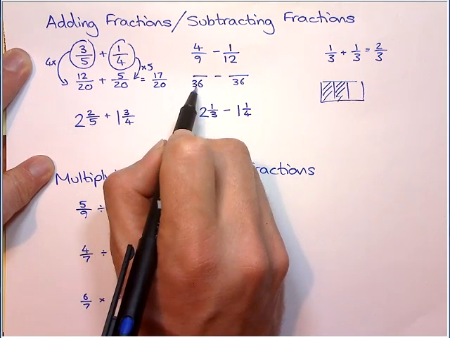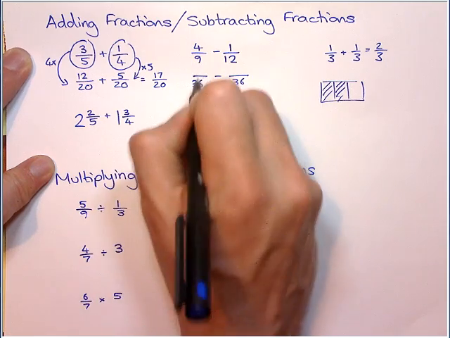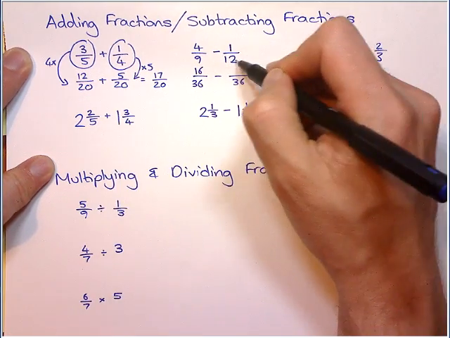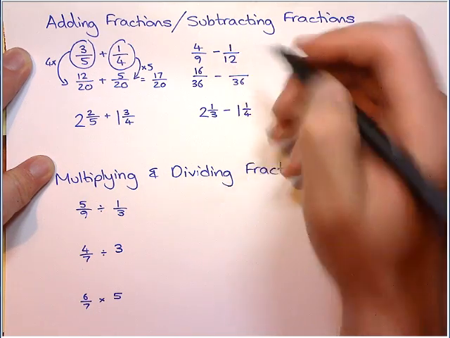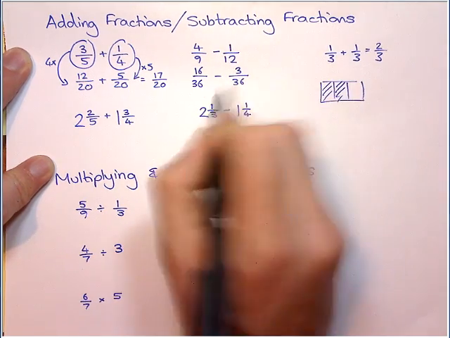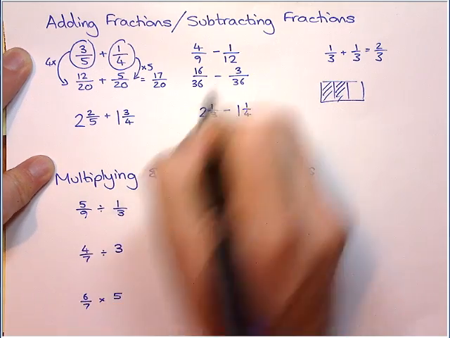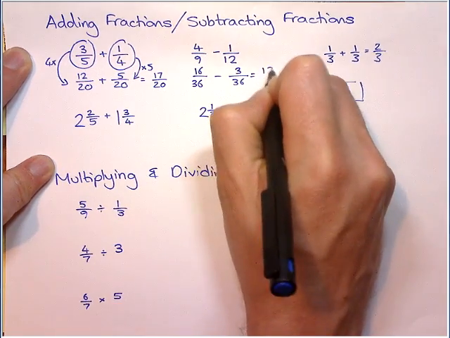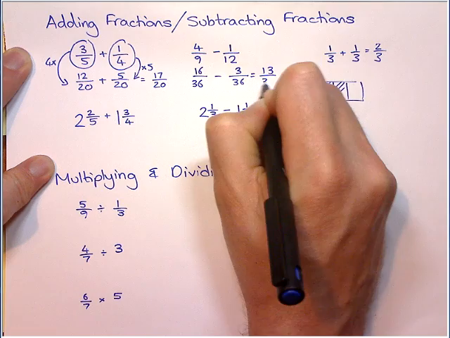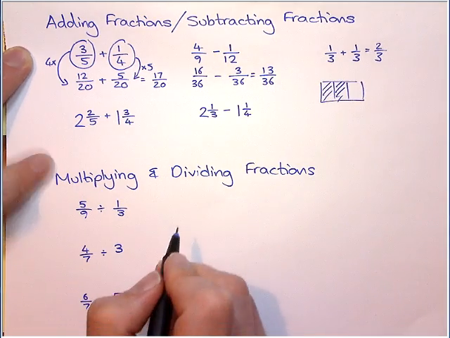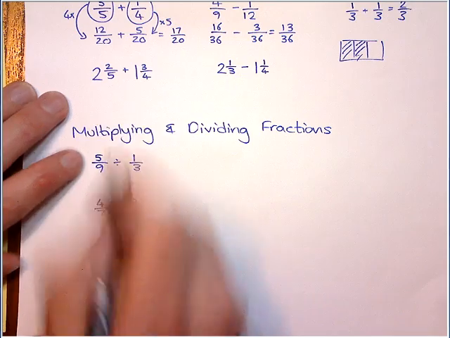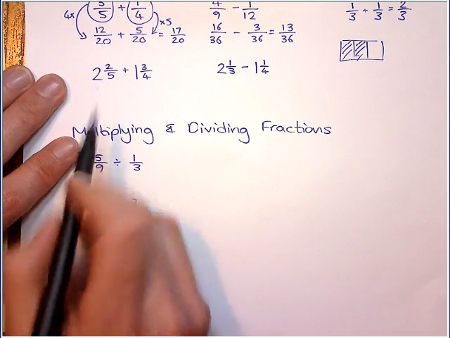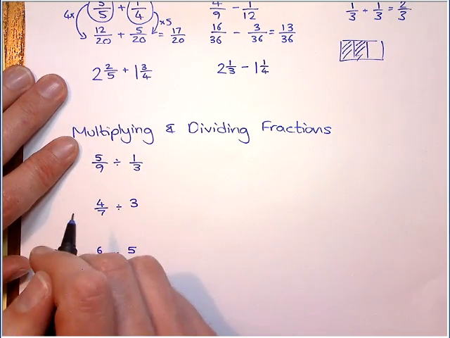9 times 4 is 36, so we times this whole fraction by 4. And 12 times 3 is 36, so we times this whole fraction by 3. So 16 over 36, take away 3 over 36, leaves us with 13 over 36. Now if the question is top heavy, just carry on. If it's mixed, you make it top heavy first.